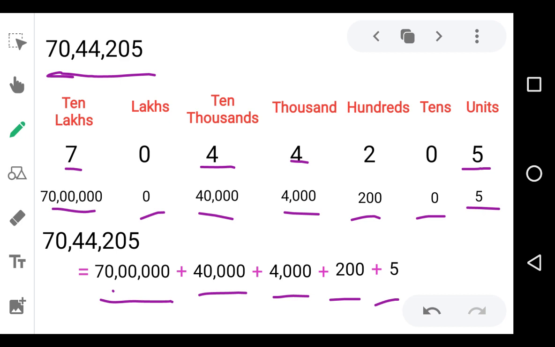One more thing, see here, 4 is at 1,000 place and 4 is also at the 10,000 place. What will be the face value of 4 in those places? Its face value is 4 at those places, 10,000 and 1,000 place. Till now, what have we learned? We learned how to write a number in the expanded form. Now we learn how to write the number from the expanded form.